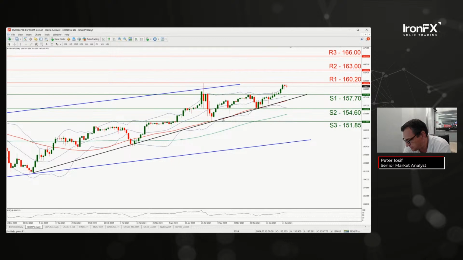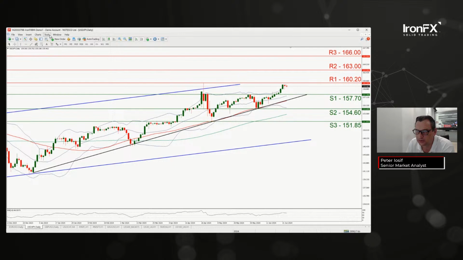Yet the RSI indicator, despite correcting a little bit lower than the reading of 70, seems to be pretty high and tends to support the notion of a residue of bullish sentiment in the market for the pair.